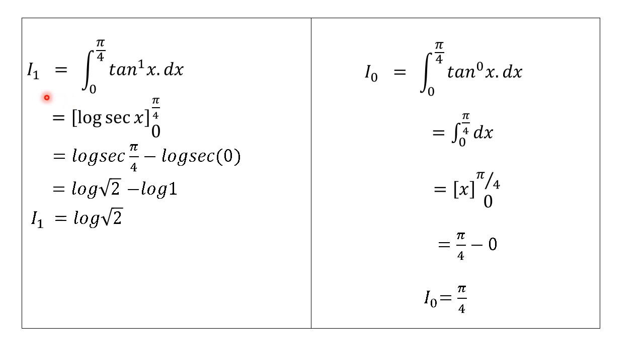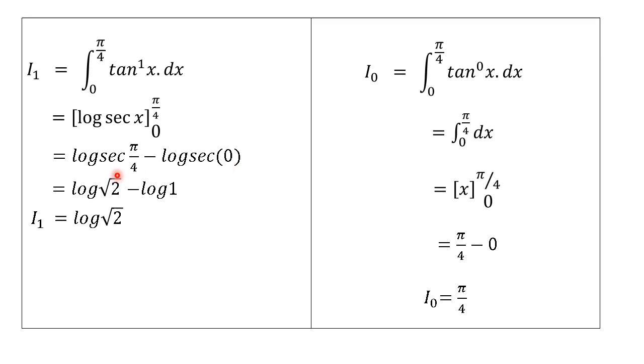Here putting n is equal to 1 in equation 1, you will get integral from 0 to pi by 4 of tan to the power 1, that is tan x dx. As you all know that integration of tan x is log of secant x. Here apply the upper and lower limits. Applying upper limit, log of secant pi by 4, minus applying lower limit, log of secant 0.